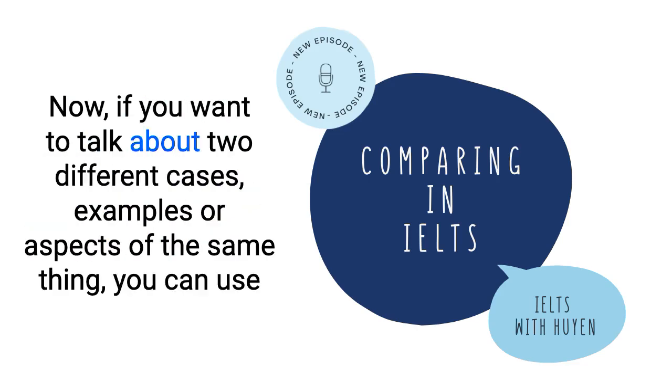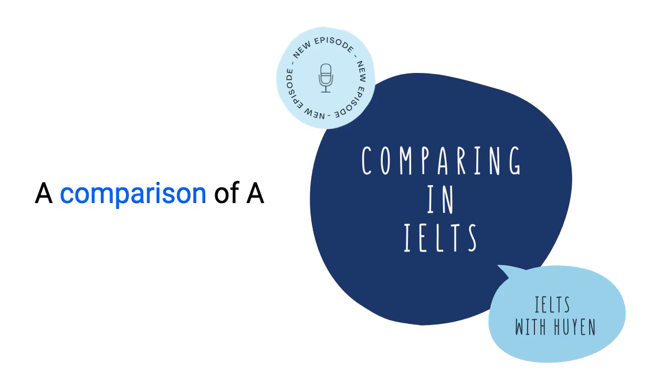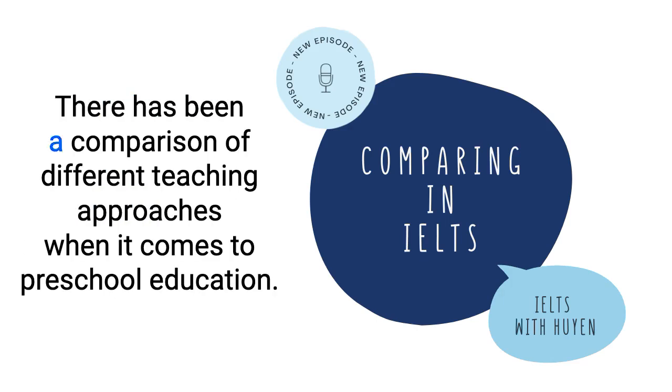Now, if you want to talk about two different cases, examples, or aspects of the same thing, you can use a comparison of A. For example, there has been a comparison of different teaching approaches when it comes to preschool education.